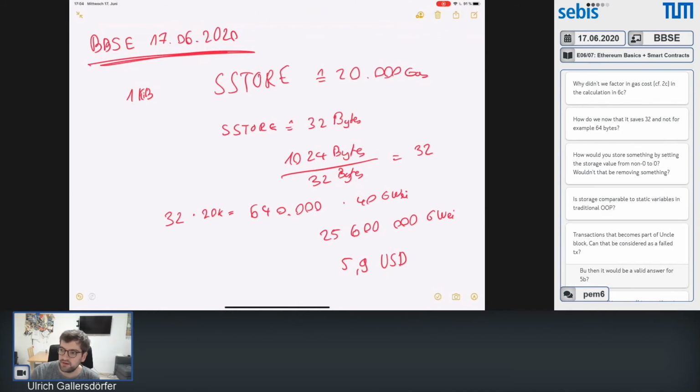Why didn't we factor in gas costs in the calculation in 6C? Why didn't we do that? I think we did that. So this is our operation, so to say, and this is our gas cost. So these 4D, this is our gas cost, and this is the 4D gwei we assumed. And let me check what 6C says.